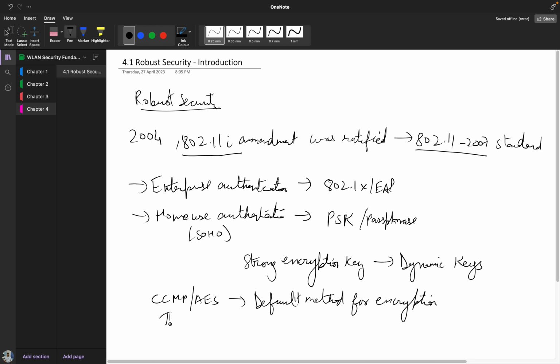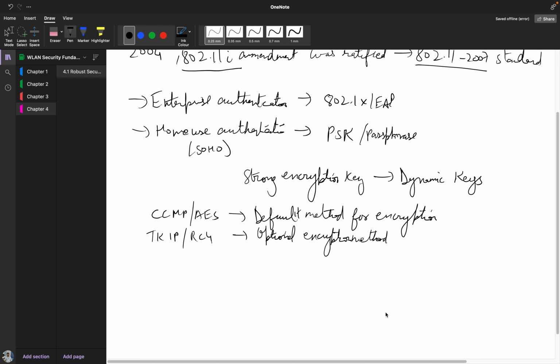And TKIP, let me just write that down again. Sorry, my pen tablet sometimes misbehaves and my handwriting is also very bad. Anyway, TKIP, which uses the RC4 algorithm, becomes the optional encryption method. Right? Now this was all good.